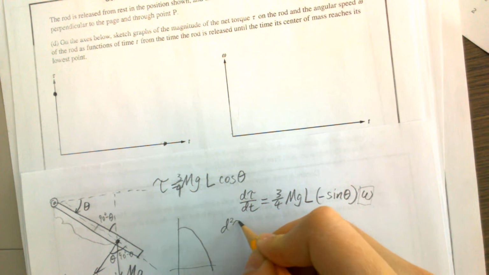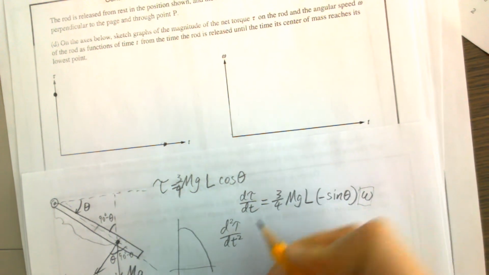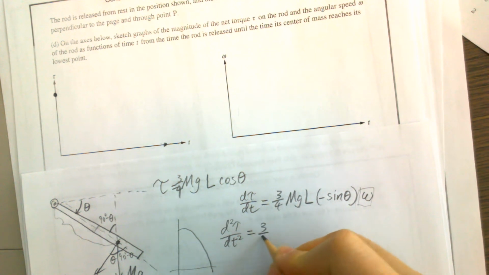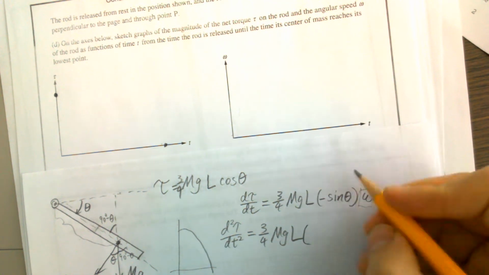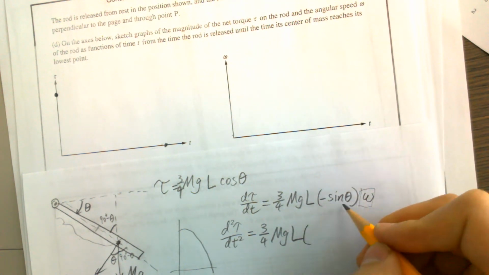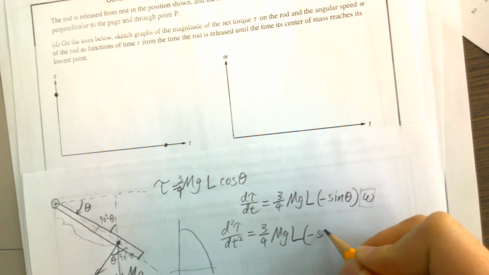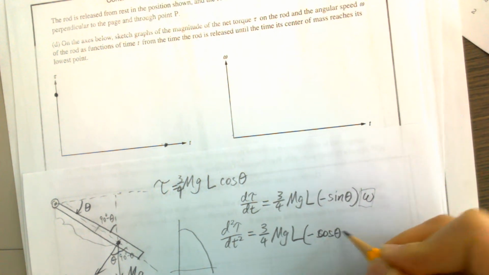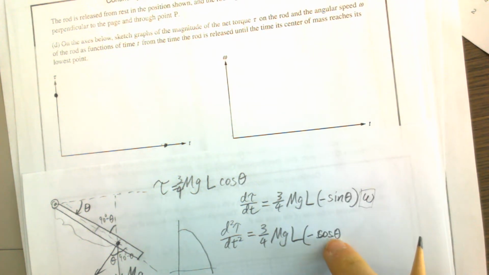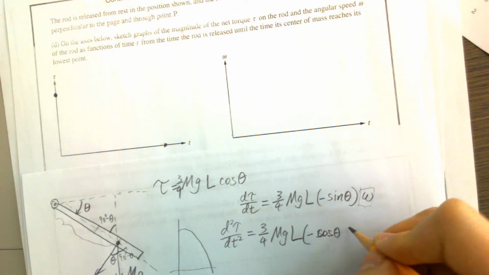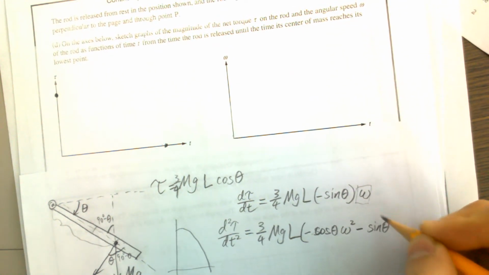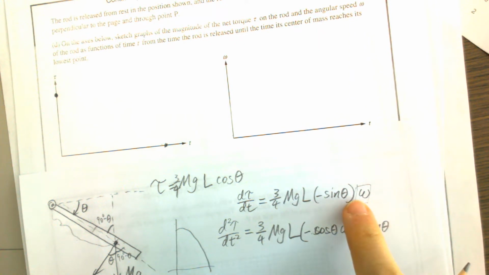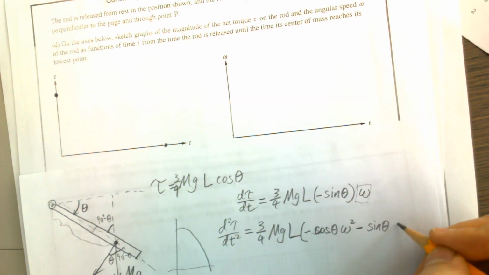So when you take the second derivative with respect to time, this is equal to 3/4 mgL, which are all constants. And we use the product rule. The derivative of negative sine theta is negative cosine theta, and the derivative with respect to theta with the chain rule gives omega. So it's negative cosine theta omega squared, minus sine theta times the derivative of omega with respect to time, which is my angular acceleration.